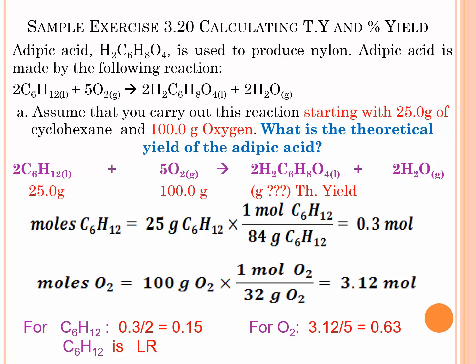Again, convert to moles. Moles of cyclohexane equal 25 times 1 divided by 84, of course, the molecular weight of cyclohexane, 0.3 mole. Moles of oxygen, 100 times 1 over 32, 3.12 mole. Again, what is the coefficient of cyclohexane? 2, 0.3 divided by 2, it's 0.15. What is the coefficient for oxygen? 5. So 3.12 divided by 5, it's 0.63. So which ratio is smaller? This one. So cyclohexane is the limiting reactant. So it limits the amount of product.